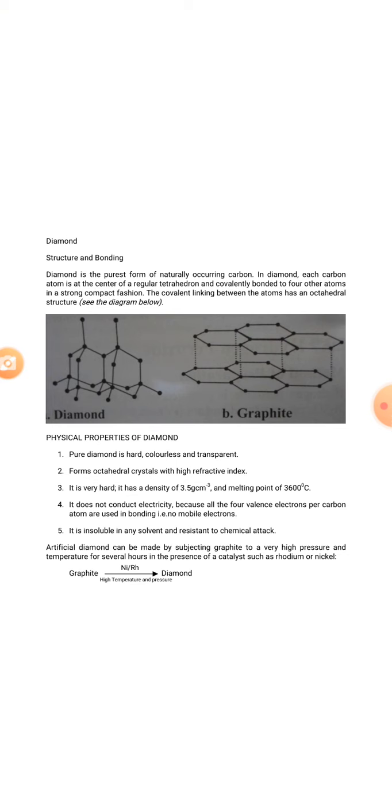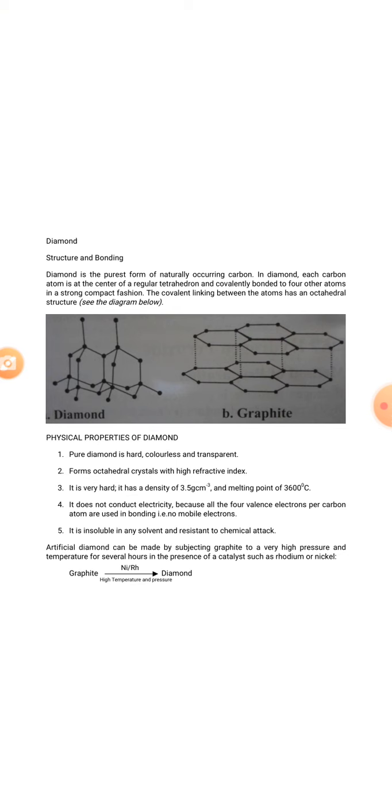Another thing to note about diamond. Let's just look at physical properties of diamond. One, pure diamond is hard, colorless and transparent. Number two, it forms octahedral crystal with high refractive index. Number three, it is very hard. It has a density of 3.5 gram per cm cube. And the melting point is 3600 degrees C, very high.